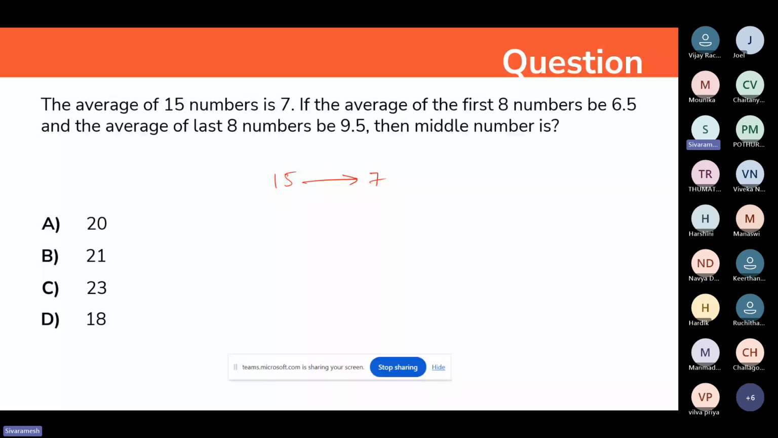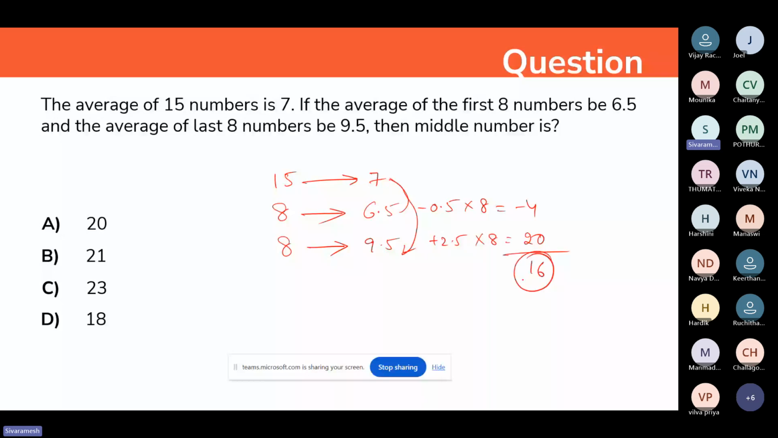Now if the average of the first 8 numbers, the procedure is everything the same. Okay, very small difference, I'll explain that. First 8 numbers average is 6.5. How much got decreased? Only 0.5 got decreased for 8 members. So I can say that it is -4. Now the last 8 numbers means 9.5 average. Here how much got increased? 2.5 got increased for the next 8, which equals 20. So I can say that 20 minus 4 is 16. Okay, it is plus 16, correct?